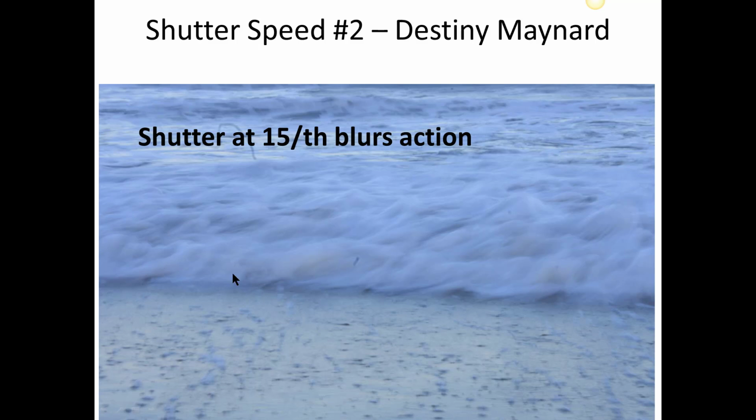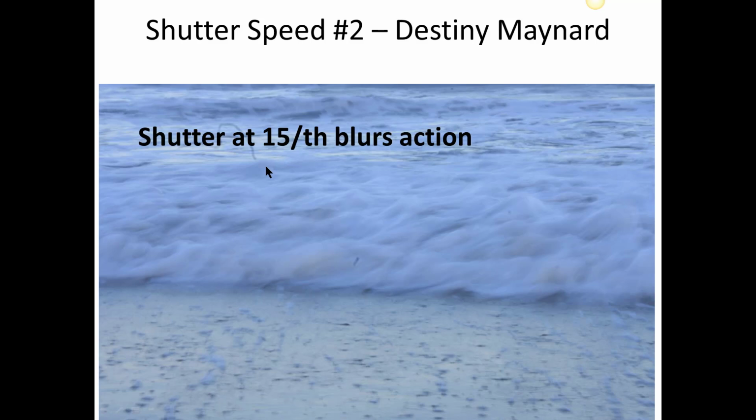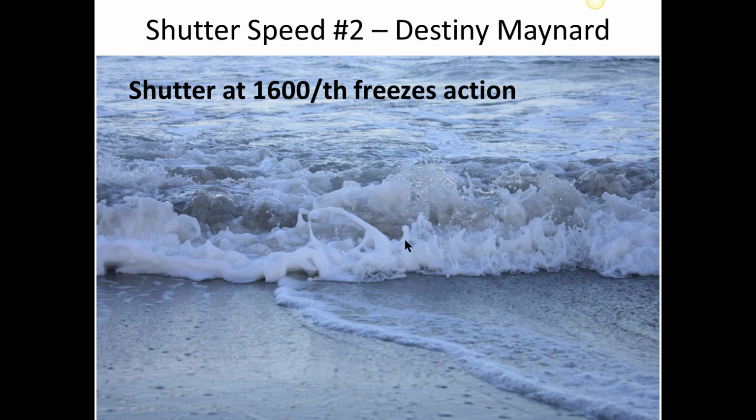It blurs the action. So sometimes you want to stop the action. Sometimes you want to blur the action. Waterfalls are classics for this kind of blurred motion, but if you're shooting a sports event, you may want to freeze the action. How do you control? You control with shutter speed.